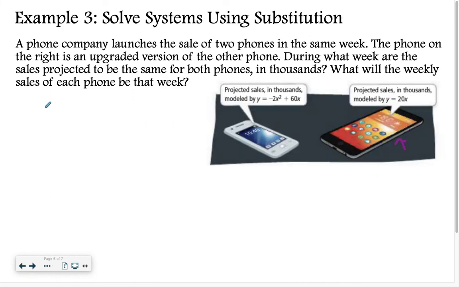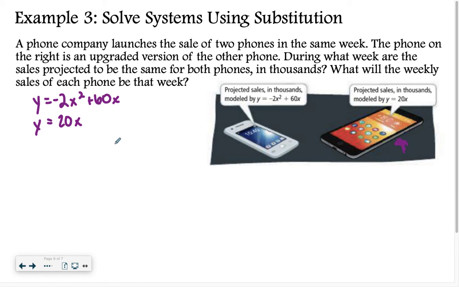All right, example 3, solve systems using substitution. We have a phone company that launches the sale of 2 phones in the same week. The phone on the right is an upgraded version of the other phone. During what week are the sales projected to be the same for both phones in thousands? What will the weekly sales of each phone be that week? So we have y equals negative 2x squared plus 60x for the phone on the left. Then we have y equals 20x for our upgraded phone right over here.